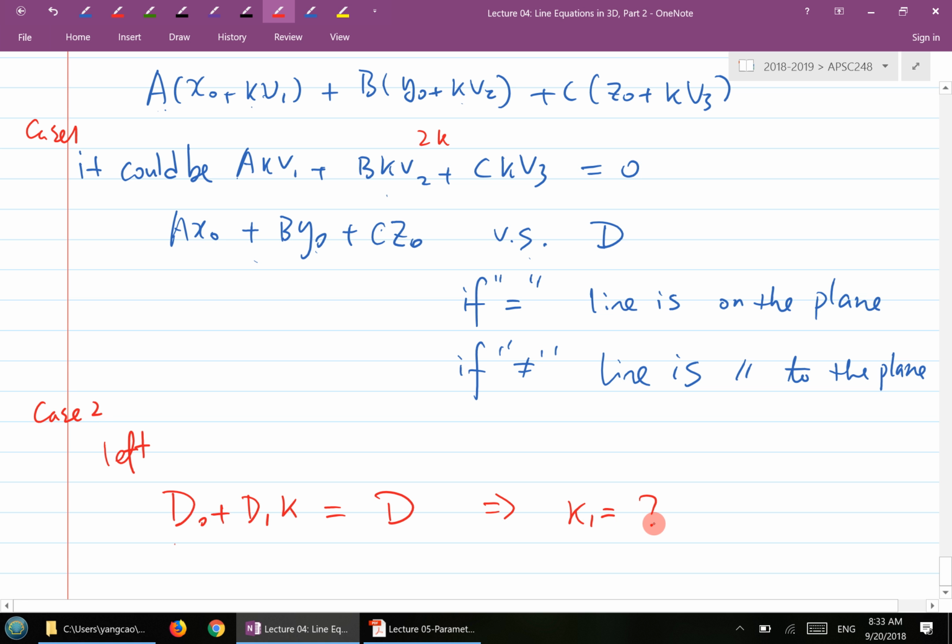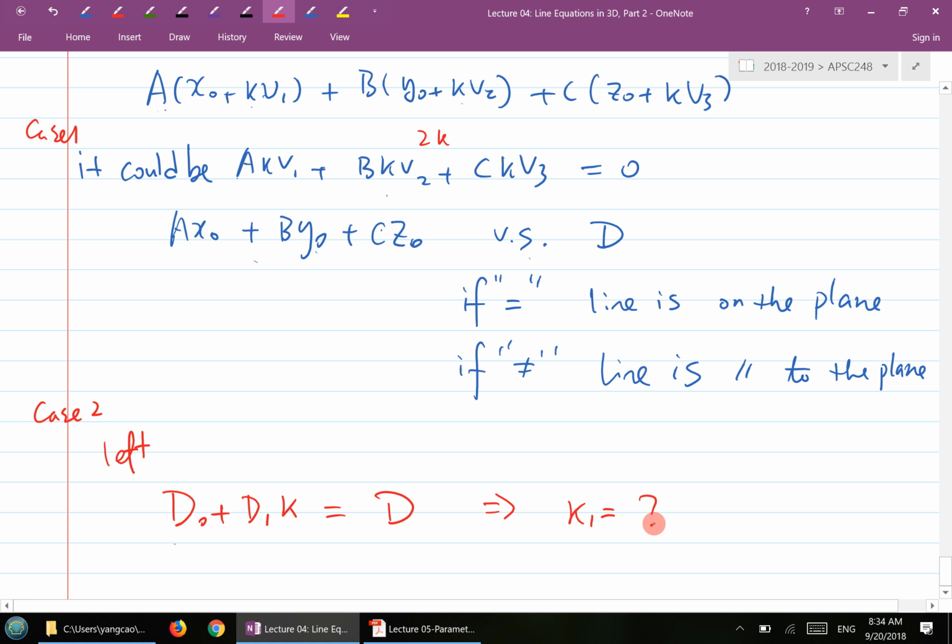So this is actually the third case now, right? Basically, if you get a value of k1 and substitute the k1 back into the line equation, you get a coordinate, and that's your intersection point. So this is how you can quickly determine the relationship between the line and the plane.